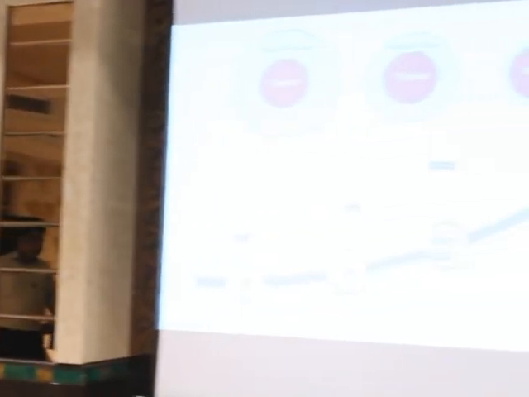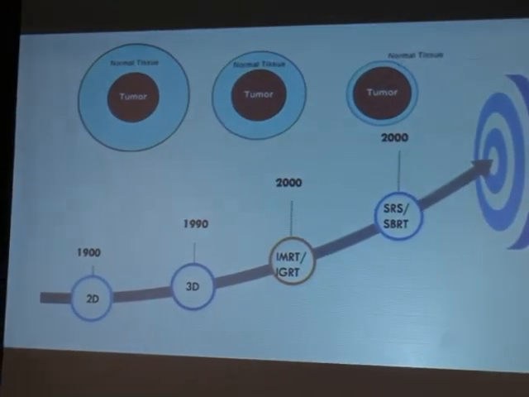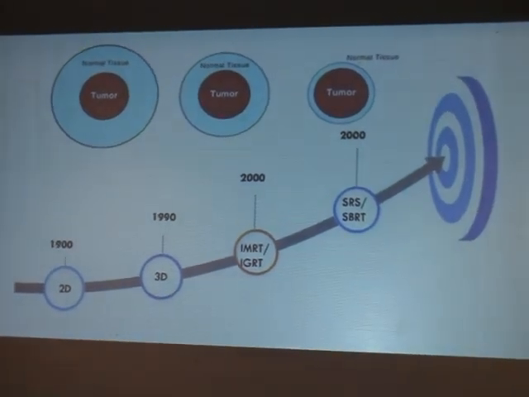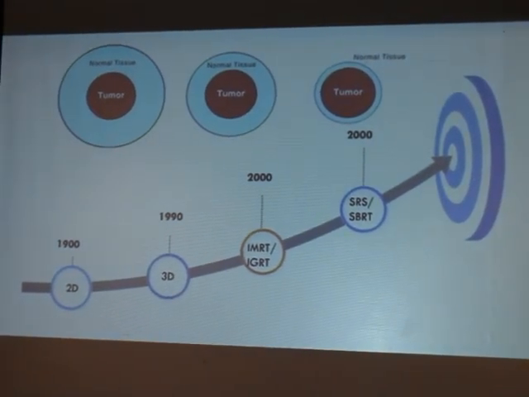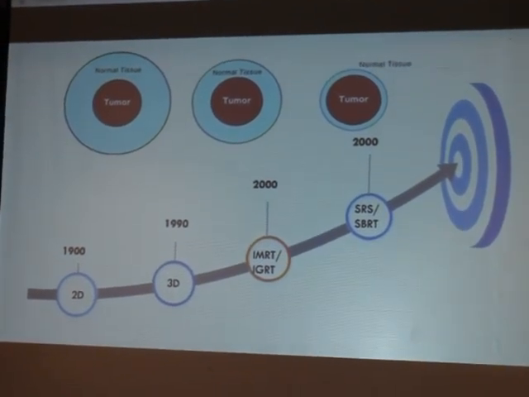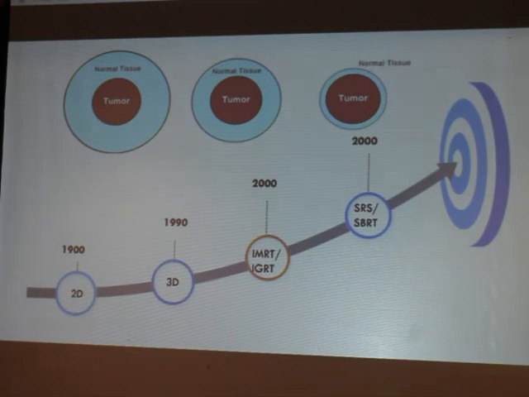So in 1900, when radiation was initially started for the treatment of cancer, it was just a 2D treatment. What does this mean? This means you are treating the tumor, but you are also irradiating all the tissue which comes in the path of the tumor. So you are giving a certain dose, which is also received by the normal tissue.